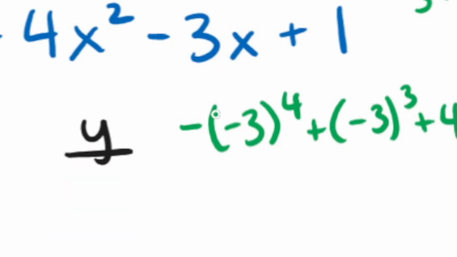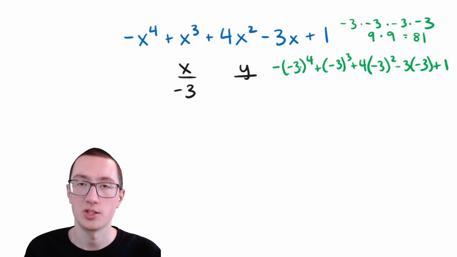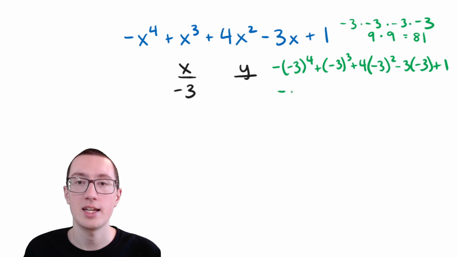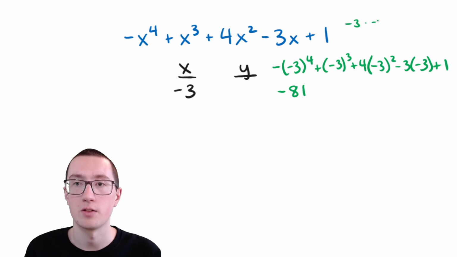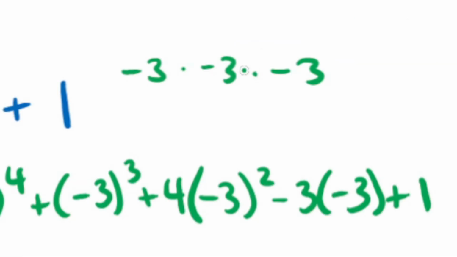But remember, we actually have a negative sign here. We have another negative. We have negative what we just did. So this is actually going to be negative 81. Next, we have plus negative 3 cubed. Well, that's negative 3 times negative 3 times negative 3. And remember from before that negative 3 times negative 3 is 9 times negative 3.